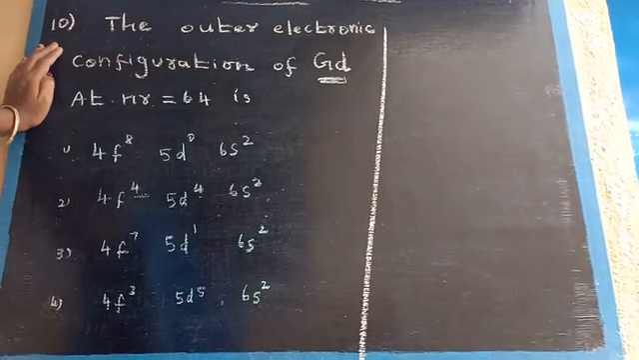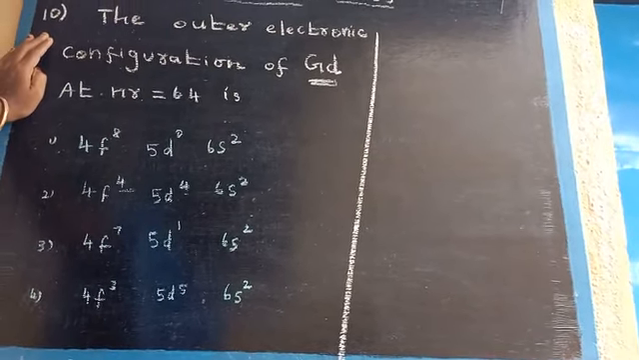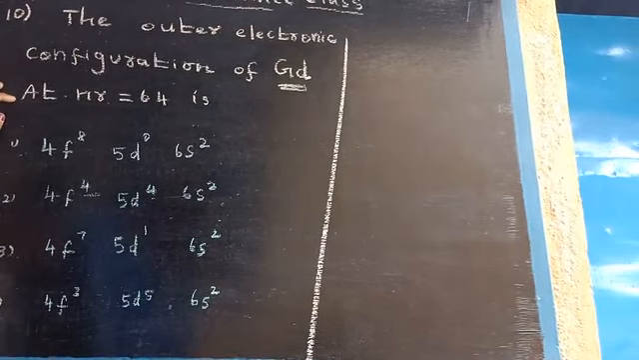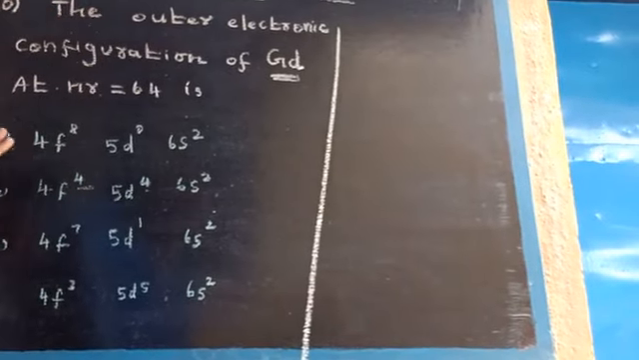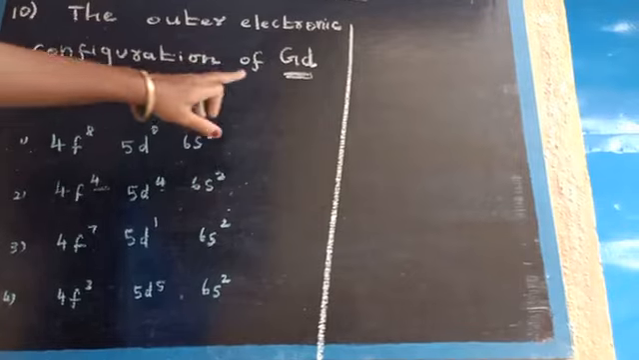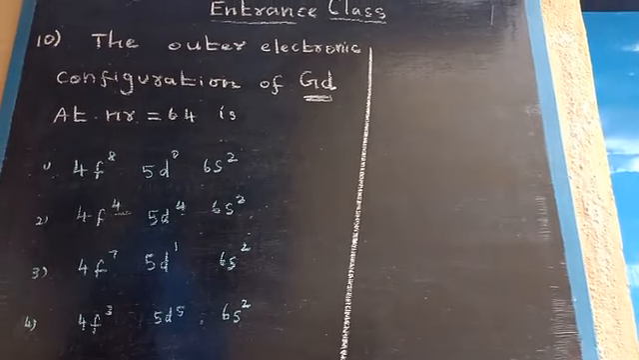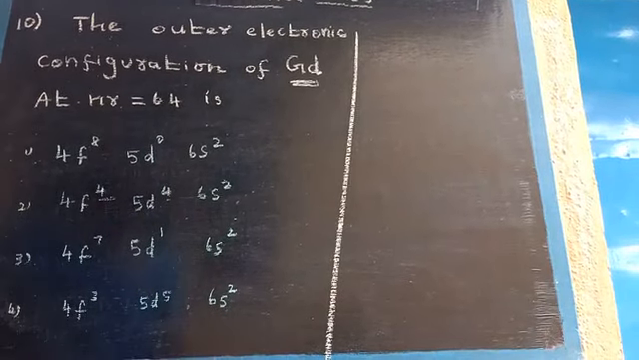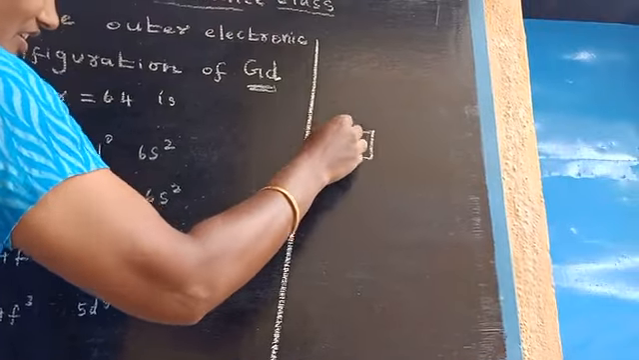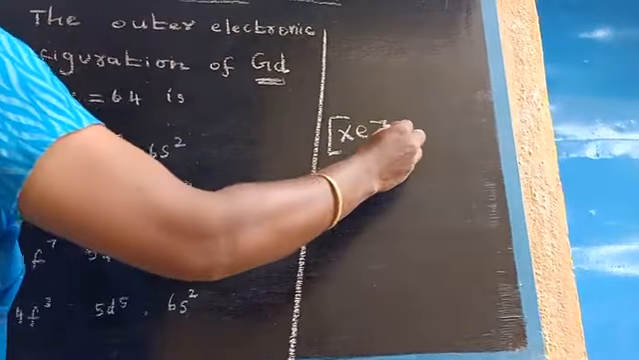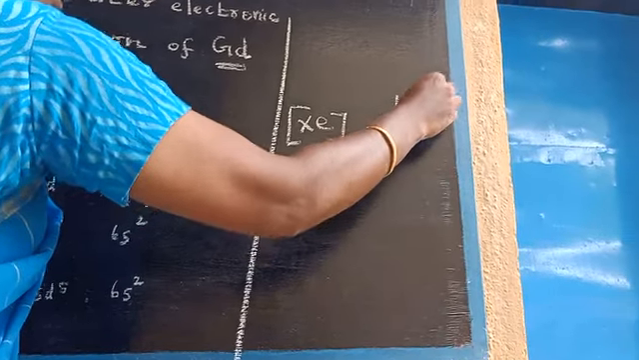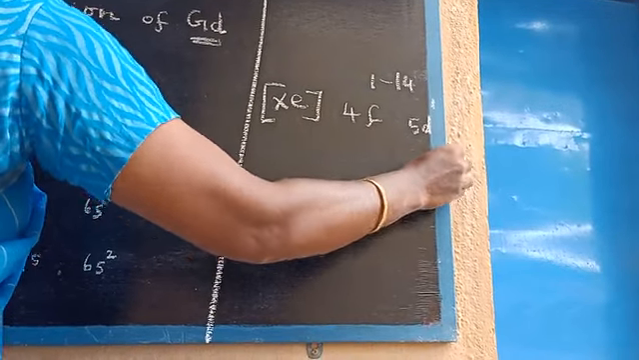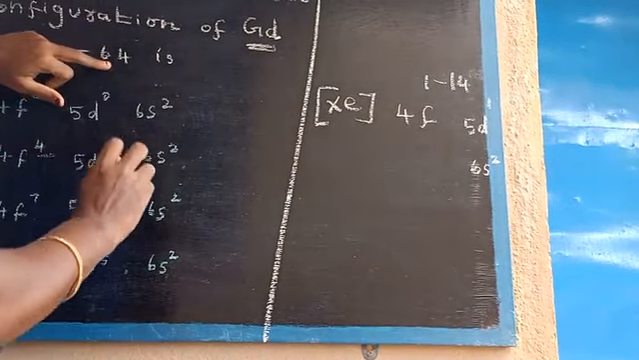The next question: the outer electronic configuration of Gd, gadolinium, atomic number 64, is. They are asking for the electronic configuration. This gadolinium element is present in the lanthanide series. We know the general electronic configuration: xenon, then 4f 1 to 14, 5d1, 6s2. Here atomic number 64 is given.